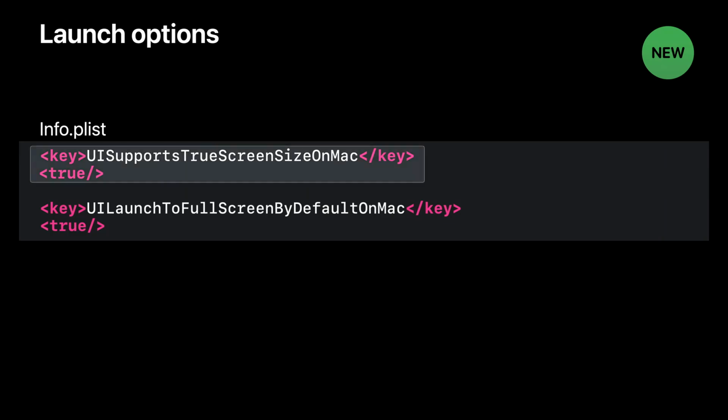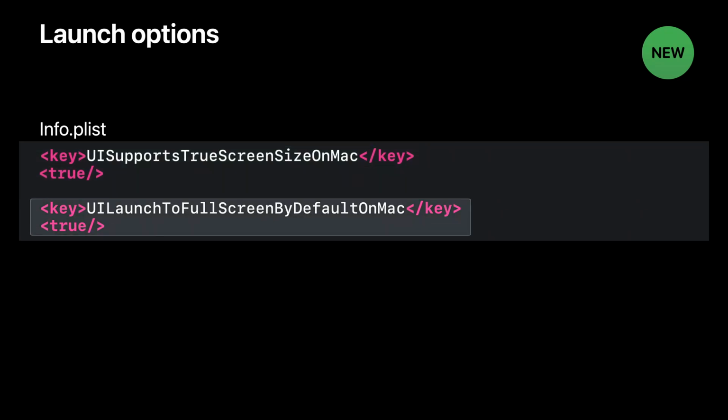The first key, UISupportsTrueScreenSizeOnMac, indicates that your app is prepared for the wide variety of display configurations it may encounter. This way, your app gets the true screen size and pixel density, rather than a compatible iPad size. The second key, UILaunchToFullScreenByDefaultOnMac, tells the system that your app prefers to enter full screen mode as soon as it's launched. These two keys work great together, especially for games and multimedia apps, delivering a pixel-perfect, edge-to-edge, full-screen experience.